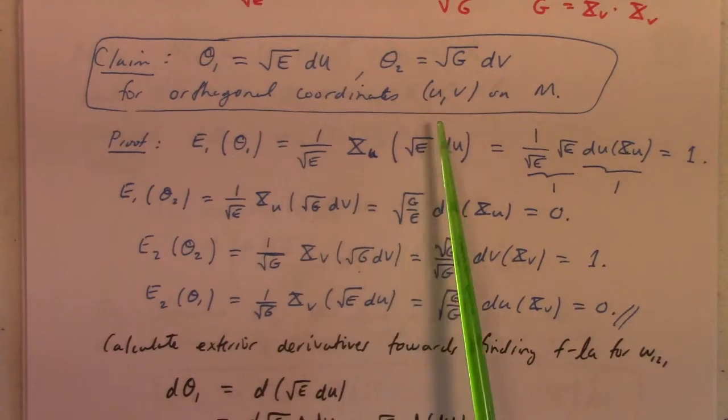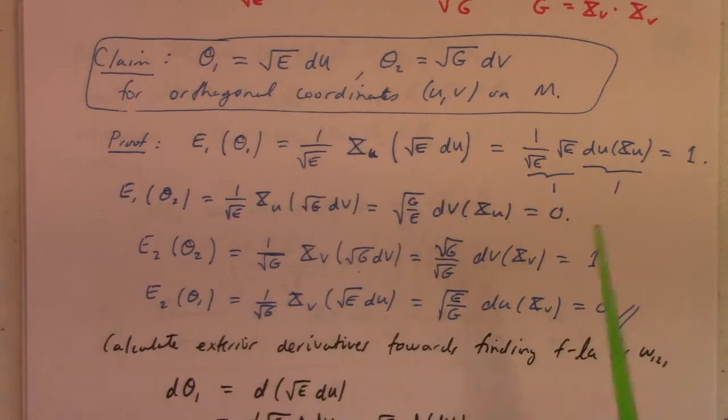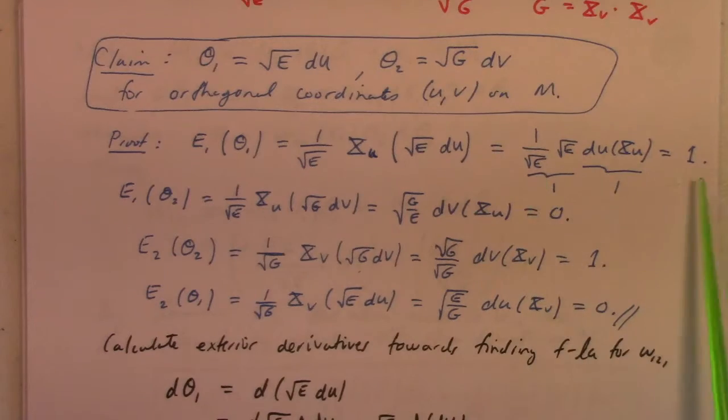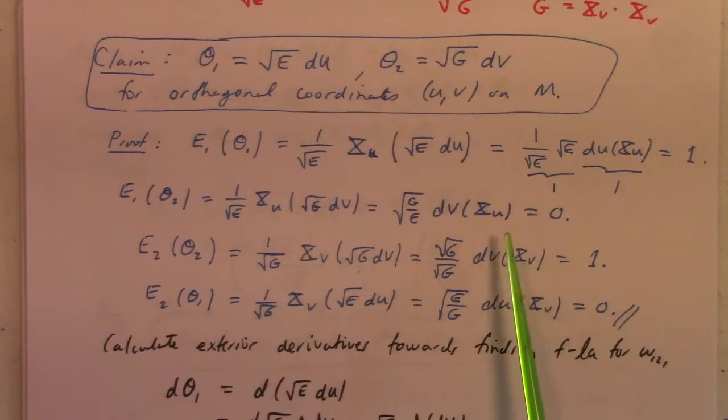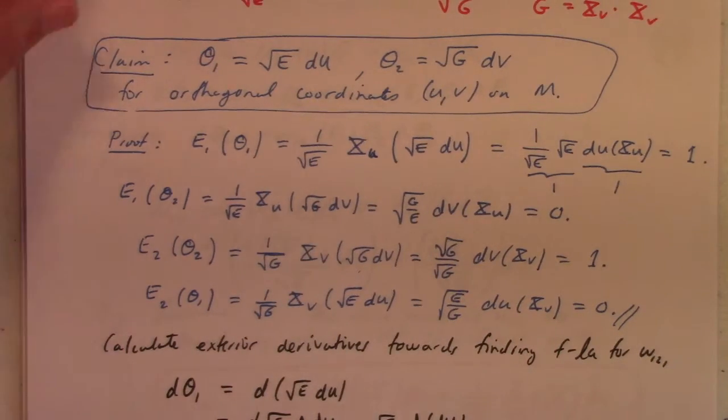So there you have it. Basically the division by the square root of E and square root of G and the multiplication by the square root of E and square root of G cancel out. And on the other hand, the forms are dual, so dv of xu and du of xv are both 0. So there you have it. This is a way to calculate the coframe for an orthogonal patch. Very simple.